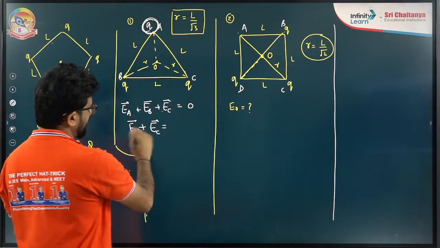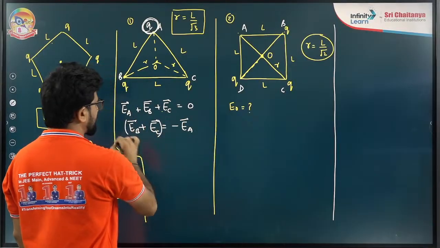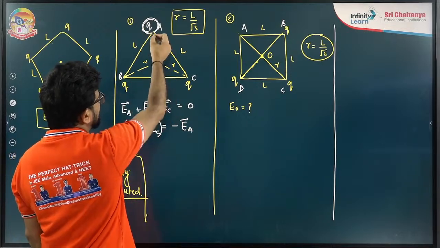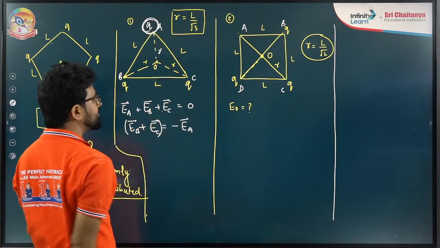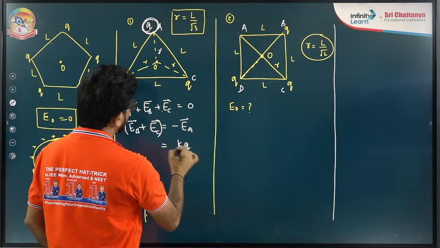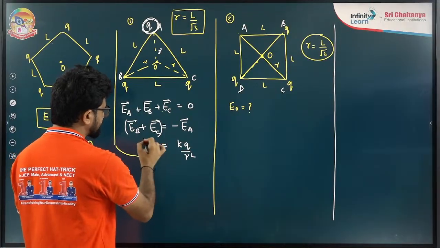What is that value? That is equal to minus of field due to A. This is the concept that we have to learn. And field due to A is nothing else. What is that value? Because this distance is also R, so directly you will say that is equal to KQ by R square. That is equal to field due to A.